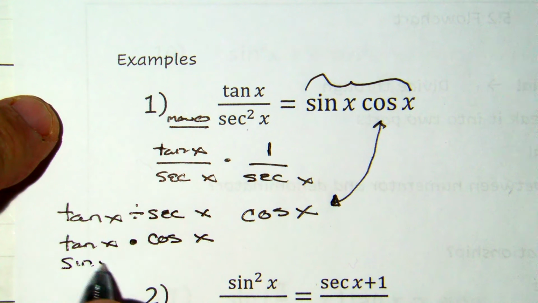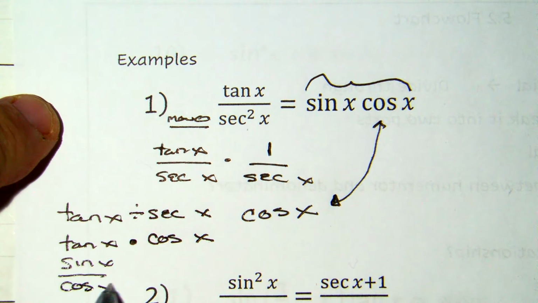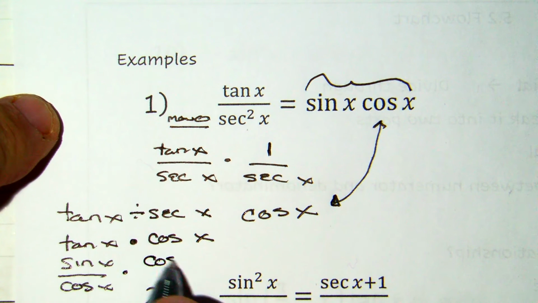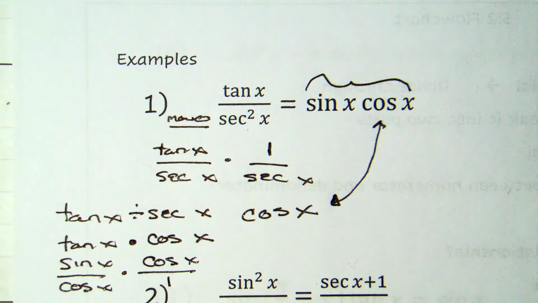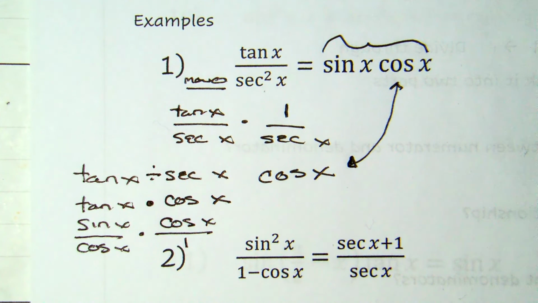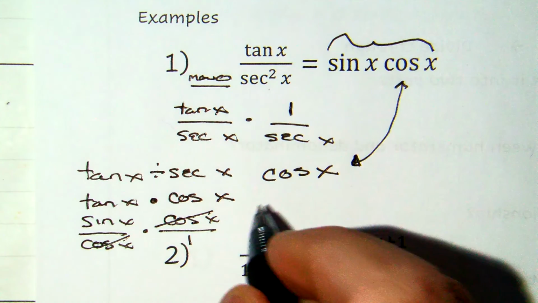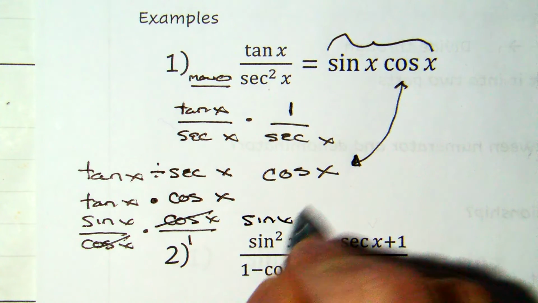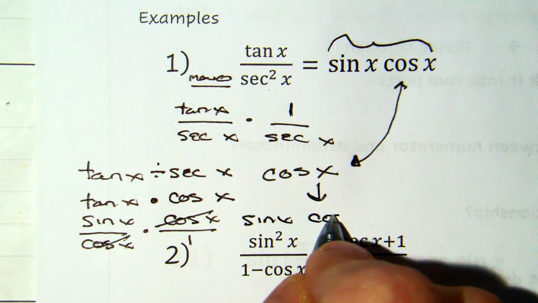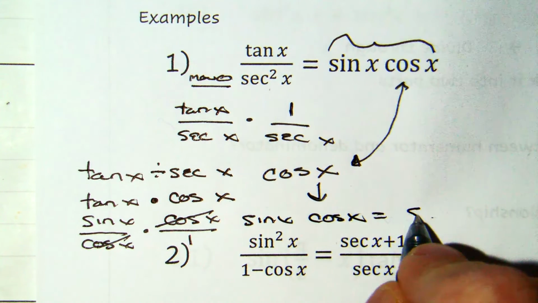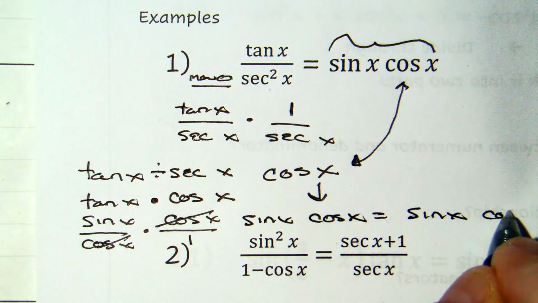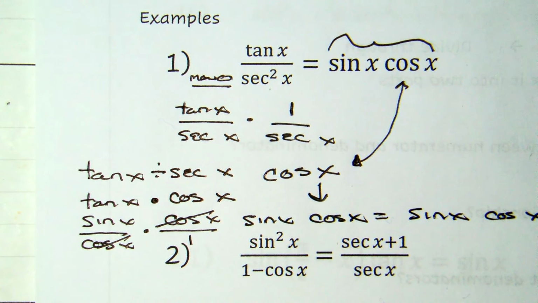Tangent is sine x over cosine x, times cosine x over 1. What then do the cosine x's do to each other? Cancel out. Good. And we're left with sine x, and then we bring down the what? Cosine x. Equals sine x cosine x. And you're done.